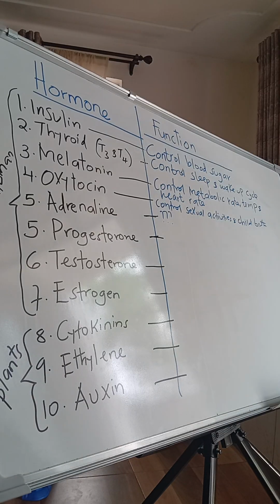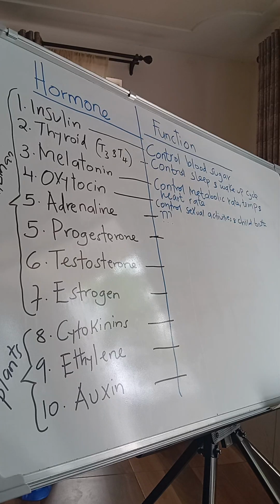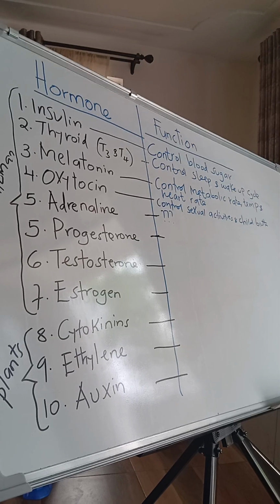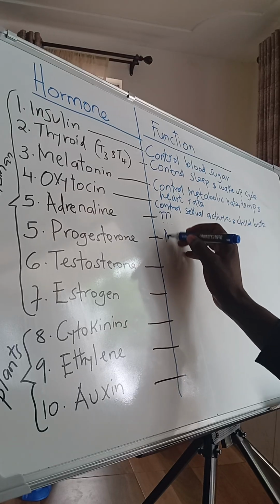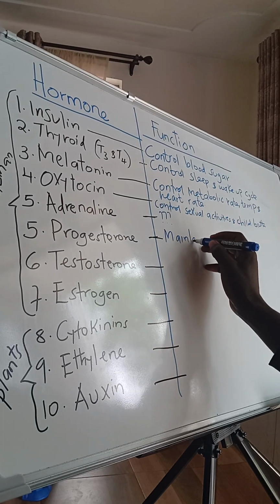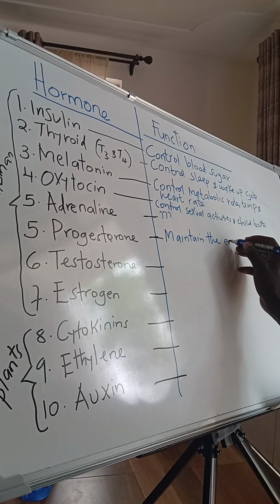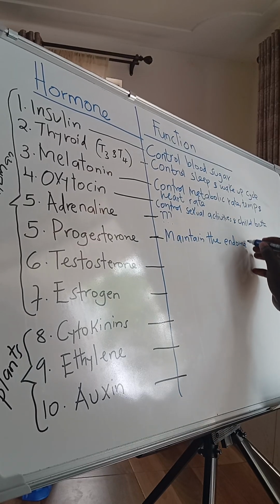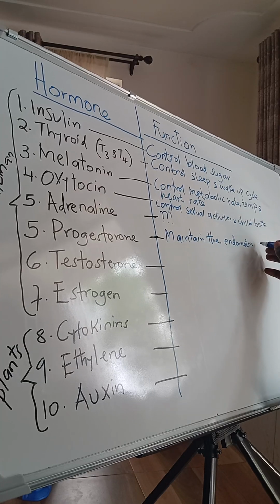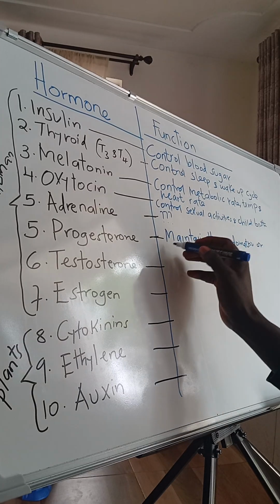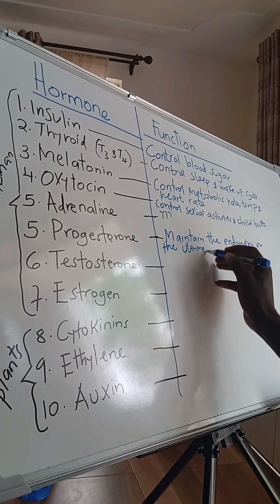I've told you anyway. Progesterone, this one is released in the ovaries of women. And now the function is just control or maintain the endometrium or the uterine lining during pregnancy.